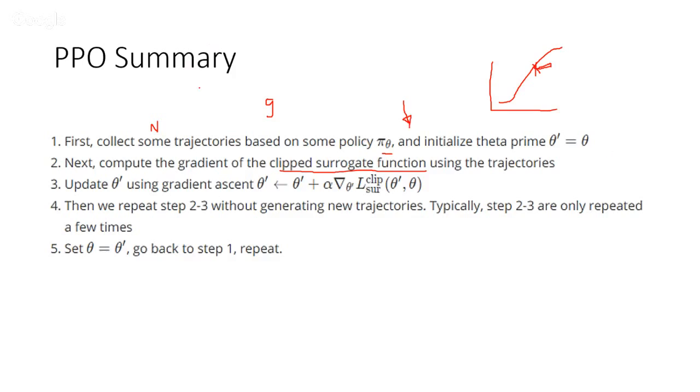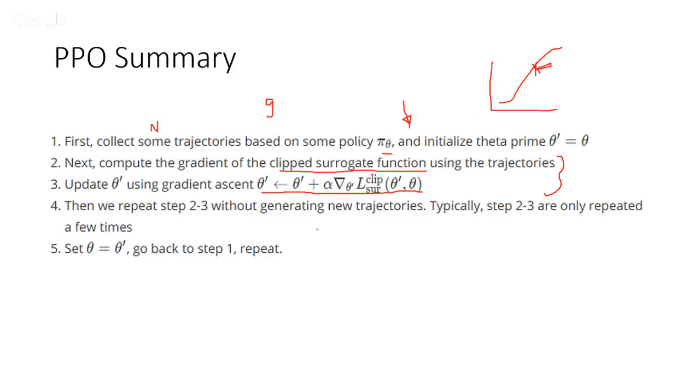So the whole process is: take one theta, collect some trajectories, and update theta to theta prime using the clipped surrogate function, and use the same trajectories for this step a few times. Then collect new trajectories and again do the same thing. So we use the same trajectories for only these two steps. Once we have updated to theta prime a few times, we use the new theta prime to collect new trajectories.